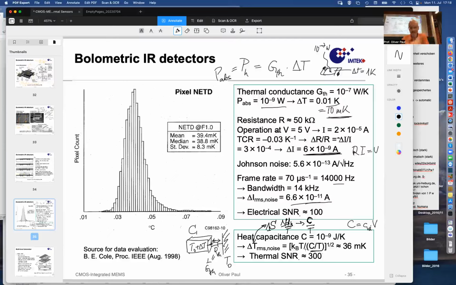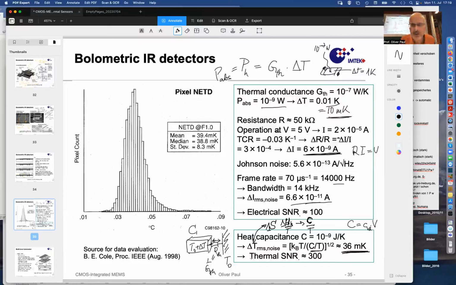And when you put in the data, the C 10 to the minus 9 joule per Kelvin, and you look at this KBT, which is at room temperature 26 millielectron volts, and reduce it to joule and so on, you obtain a thermal fluctuation of 36 millikelvin. So the temperature of this little pixel isn't defined to better than 36 millikelvin.